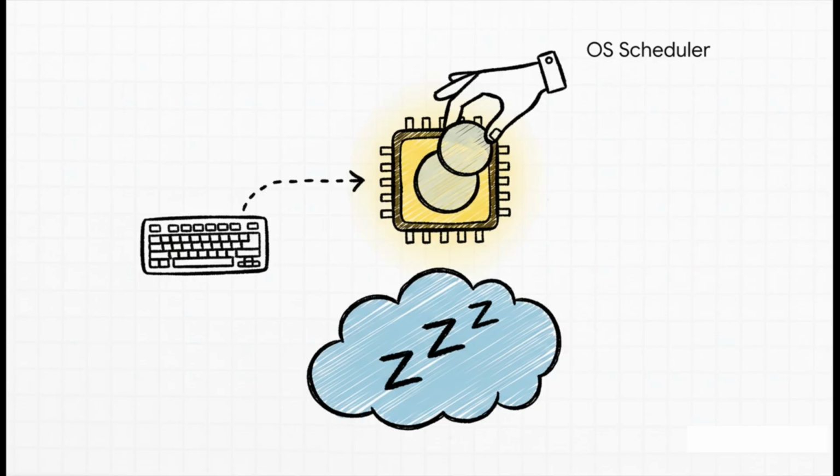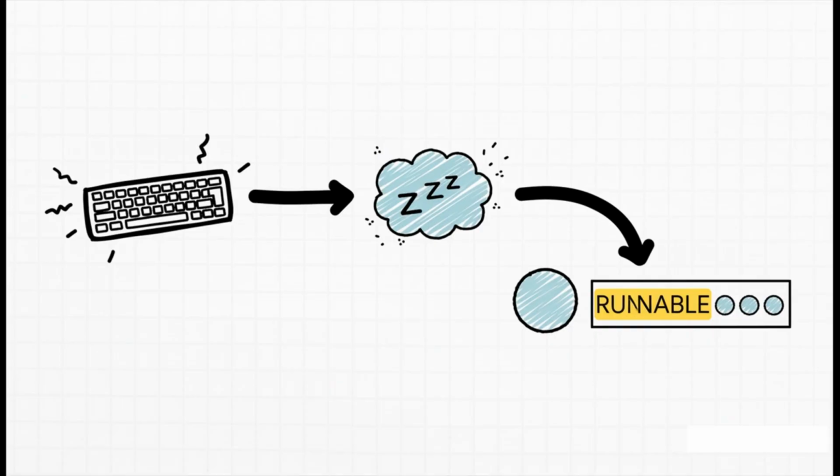But what if the process needs something? Like, what if it's waiting for you to type something on your keyboard? It would be a colossal waste of power to let it sit there hogging the CPU while doing absolutely nothing. So the OS is smart. It puts the process to sleep. The second you hit a key, the OS wakes the process up. But here's the interesting part. It doesn't go straight back to running. It has to get back in line. It goes back into the runnable queue waiting for its next turn.